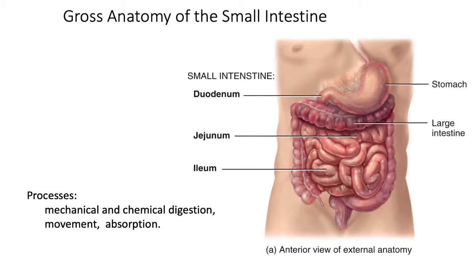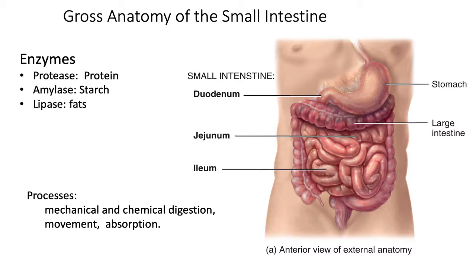The small intestine is small in diameter, not length. It is about 6 meters or 18 feet long. There are three regions, the duodenum, jejunum, and ileum. The small intestine is where chemical digestion is completed, and the majority of absorption of nutrients happens here. Digestive enzymes that digest all of the major macromolecules are found here.